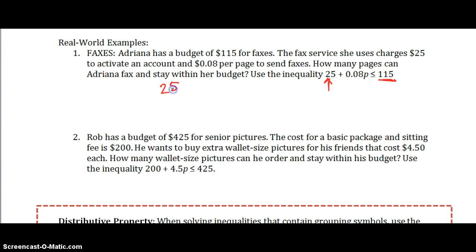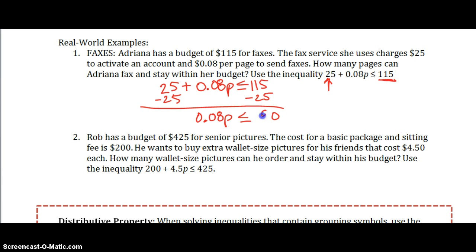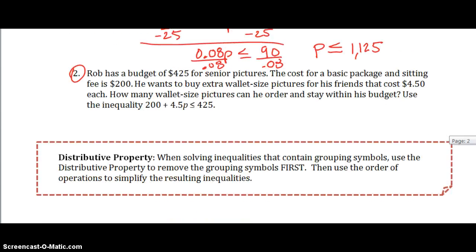So when you get ready to solve this inequality, I'm going to go ahead and rewrite it here in the middle. We're going to subtract 25 from both sides. And then we're going to have 0.08p less than or equal to 90. When I divide by 0.08, I end up finding out that she can send as many as 1,125 faxes. So she needs to send less than or equal to 1,125. I'll let you try number 2 on your own.